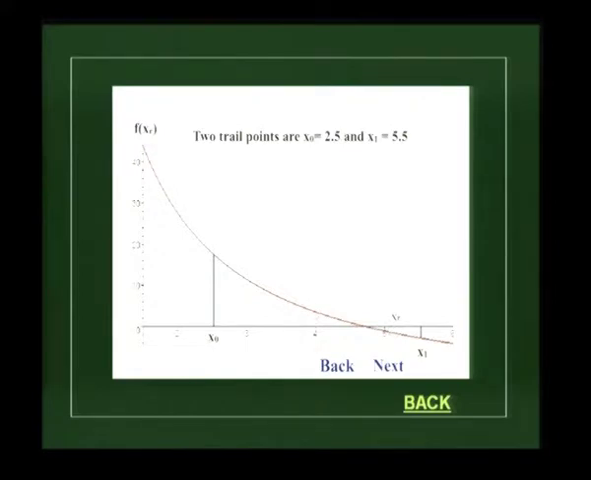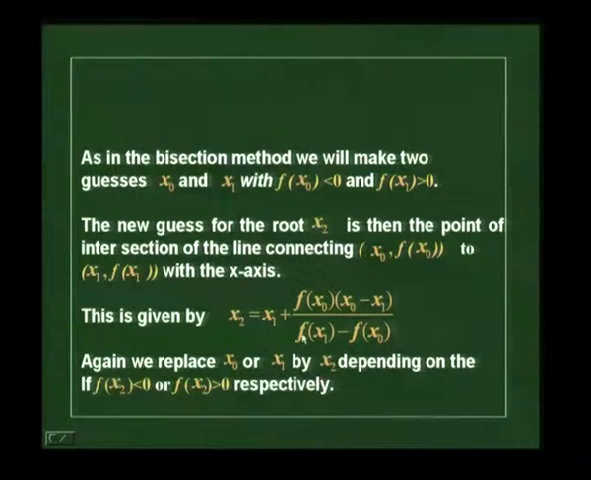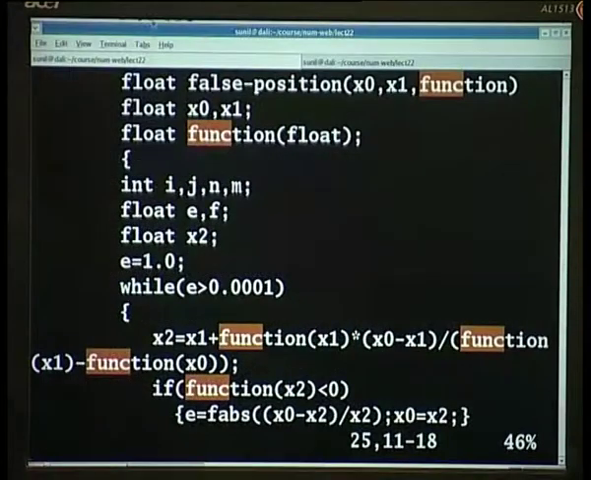So that gives us this particular formula for the new value x2 as x1 plus f of x0 into x0 minus x1 by, this is actually, f of x1 into x0 minus x1 by f of x1 minus f of x0. So this is our formula. In this case I had taken f of x1 as positive and f of x0 as negative. So that's the formula which you put in here.